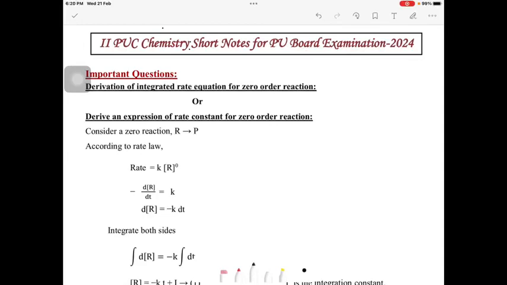Hello students, today I'll revise second PU chemistry for the PU board examination. I'll explain the important questions first.